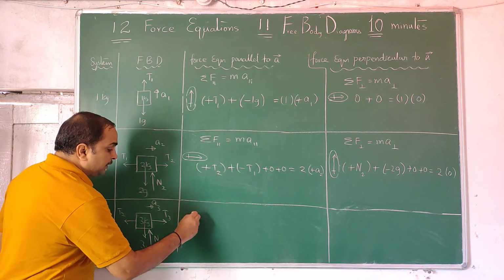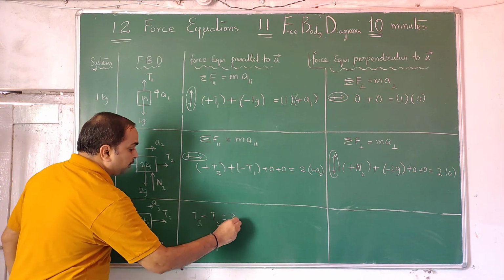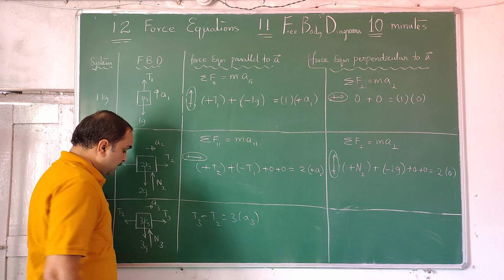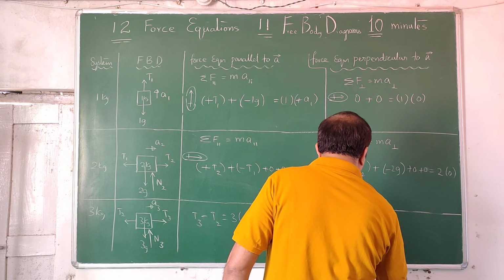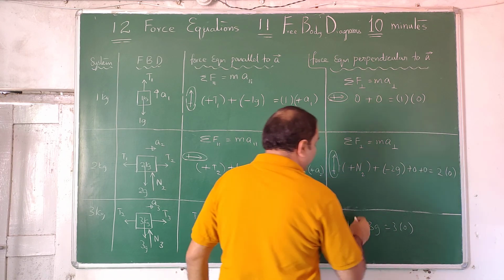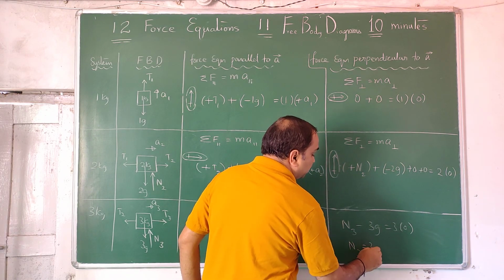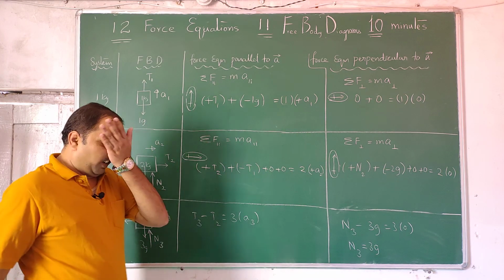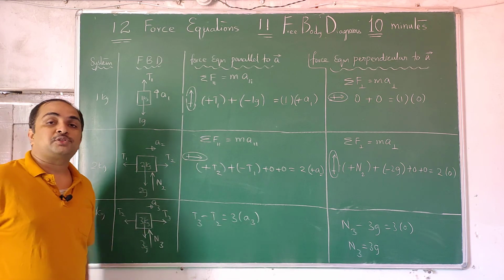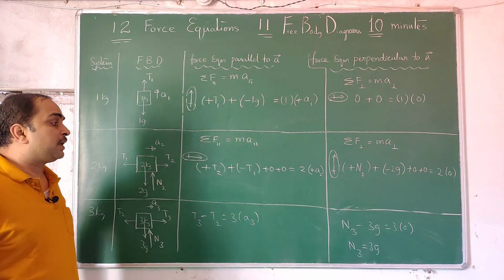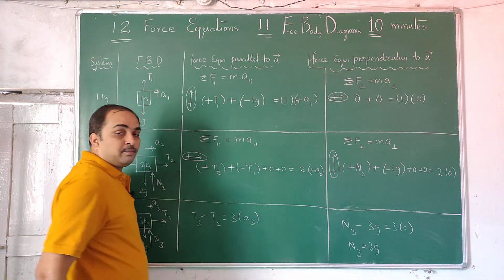I take T3 minus T2 is equal to 3 into A3. In this case N3 minus 3G is equal to 3 into 0. So here I will get N3 is equal to 3G. Like this we can write, because both are same. I took the advantage of writing the force equation quickly, but this is a proper procedure. Every force you have to account for.